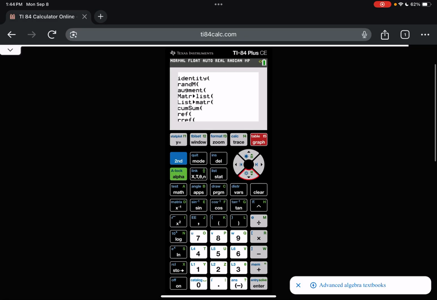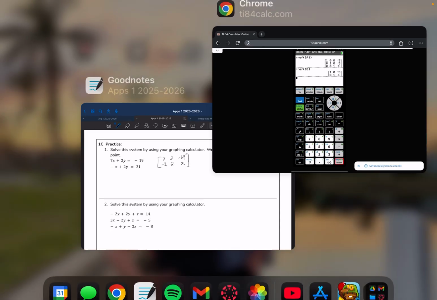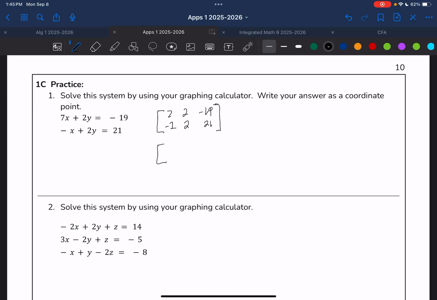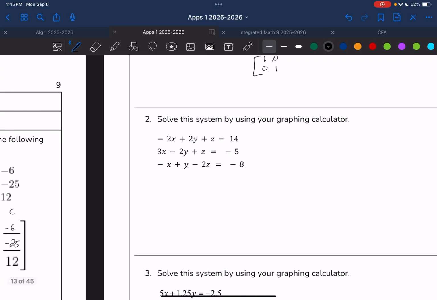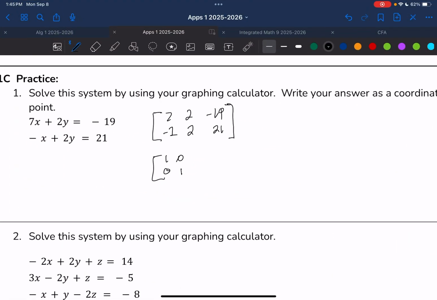second matrix, math, go down to RREF, second matrix we put our numbers into. Now we can see that the result, 1, 0, 0, 1, negative 5 and 8, meaning that our solution to the system is x is equal to negative 5, y is equal to 8, which we can write as an ordered pair as negative 5, comma 8.